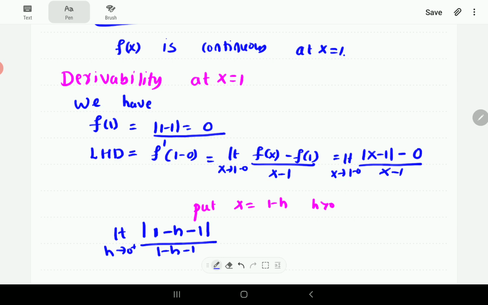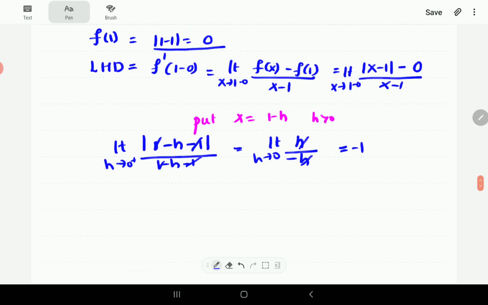So now this will be equal to, this one cancels. As this is the left hand limit, h is tending to 0, so the modulus of h will be equal to h here, divided by negative h here, as h tends to 0. So as h cancels, it is negative 1. This is LHD. Let us find out the right hand derivative.